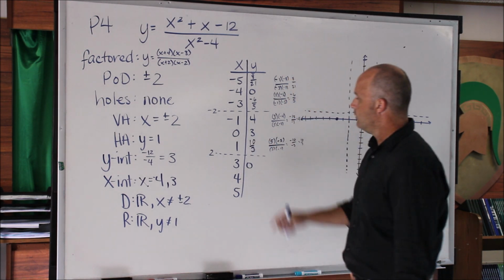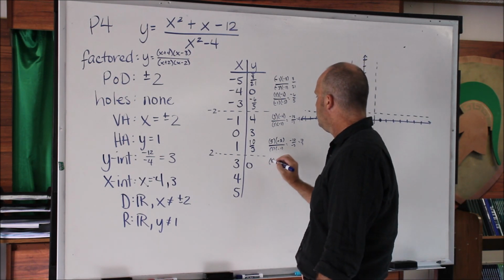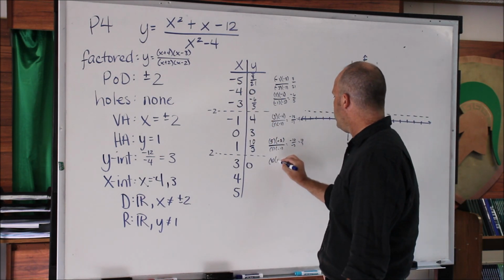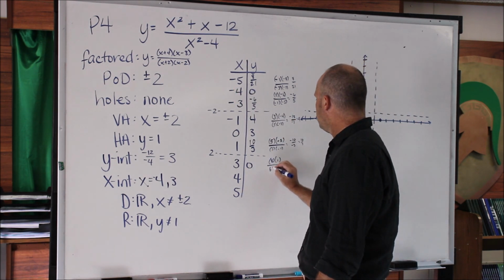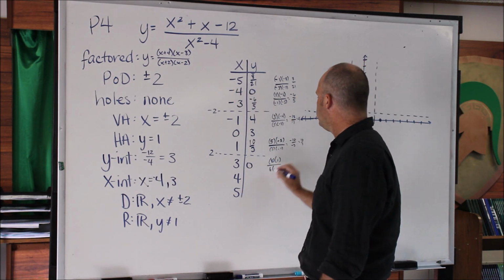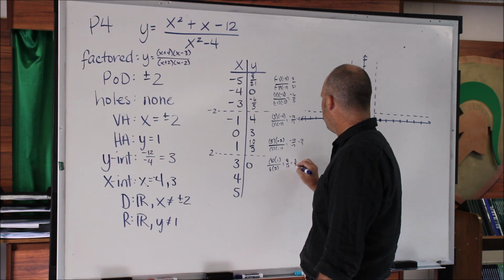So we've only got a couple more left to go here. We got 4. 4 plus 4 is 8. 4 minus 3 is 1. Over 4 plus 2 is 6. And then 4 minus 2 is 2. So we get 8 over 12, which reduces to 2 over 3.